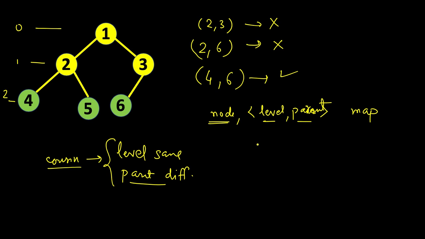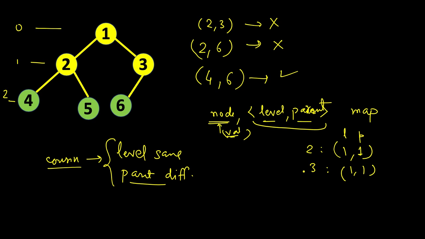Each node can have an integral value. So whenever a query comes, are 2 and 3 cousins? You will find this value for 2. You will see that for 2 it will be 1, 1. So it's the level and it's the parent. For 3 it will be 1, 1. So you will fetch these two in constant time and you will check, L are same, P are also same, so it's not. Then a query comes, 2, 6. For 2 it will be 1, 1. For 6 the level should be 2, parent should be 3. So you will see that levels are different, so you will return false.